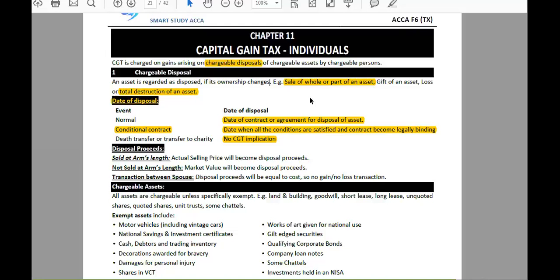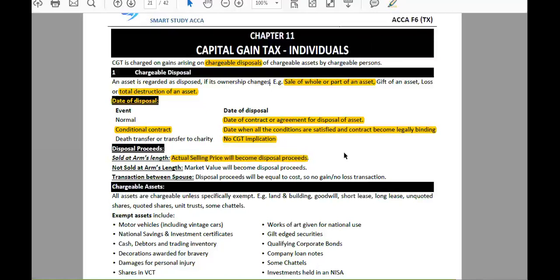For example, if we have transferred the asset as a result of a gift, what would be the selling price in case of gift? Because in case of gift, we are not going to receive anything from the purchaser, from the donee. So what would be the selling price in different situations? For example, first of all, if we have sold an asset at market value, at arm's length transaction, arm's length means market value. If we have sold an asset at market value, then obviously the actual selling price will become the disposal proceeds in this case.